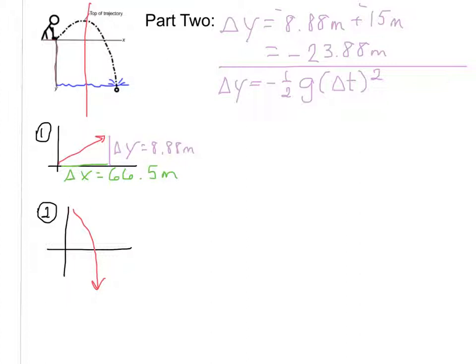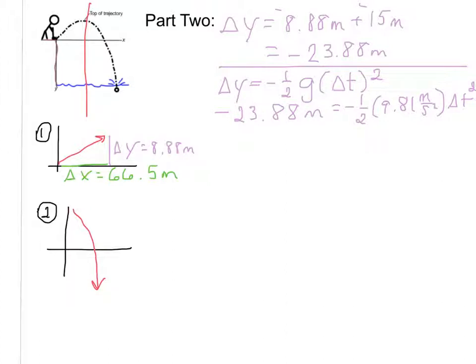Now, since we know the vertical displacement, we can use this equation that we used when we were talking about projectiles earlier. We can substitute this in for delta y. We know what the acceleration due to gravity is. This will enable us to find time. How long does it take something to fall this far in the vertical direction? So we can go ahead and substitute those numbers in and solve for delta t.